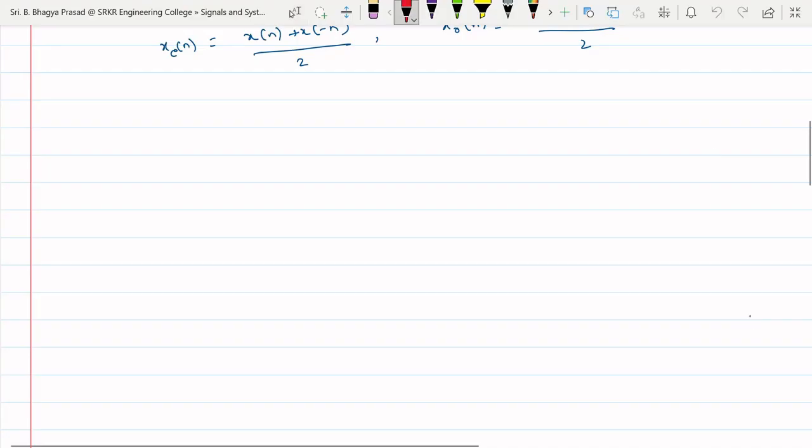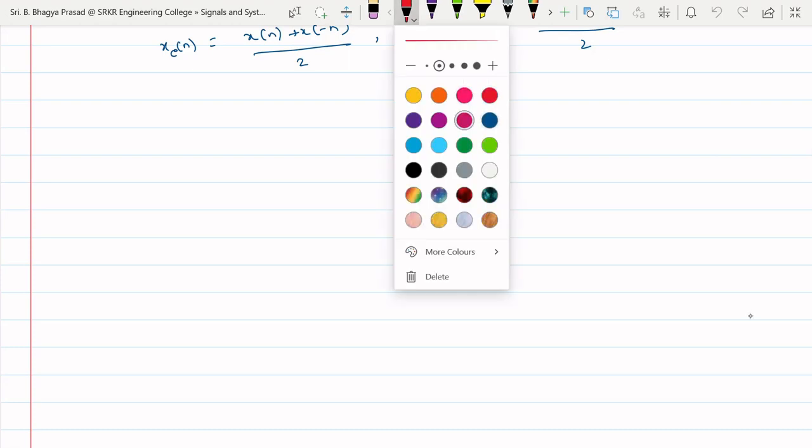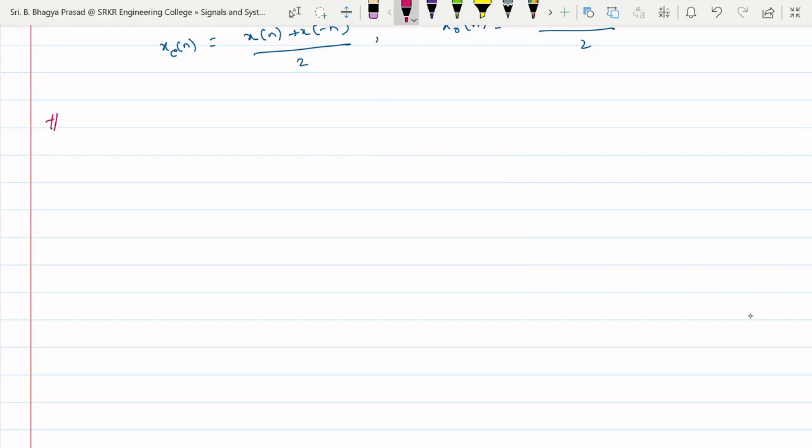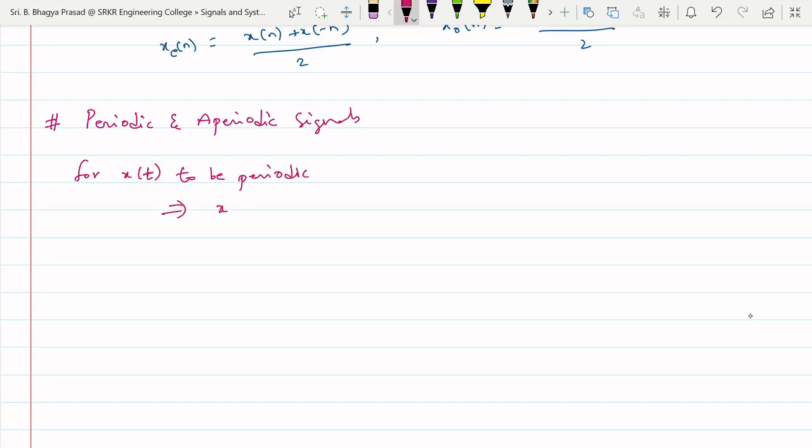In today's lecture, we will discuss periodic signals and aperiodic signals. For a signal x of t to be periodic, the condition that should be satisfied is that x of t must be equal to x of t plus some T value.